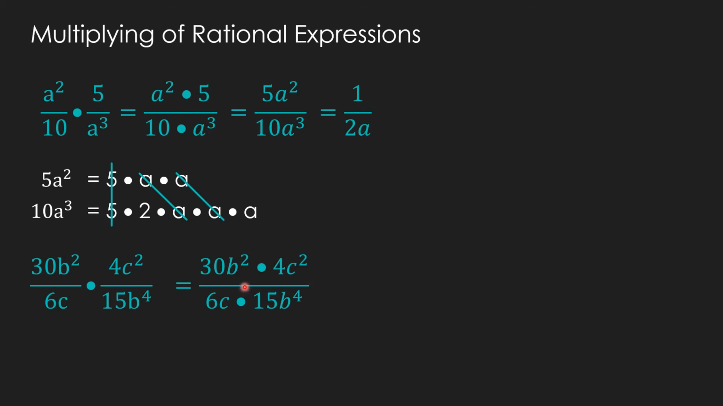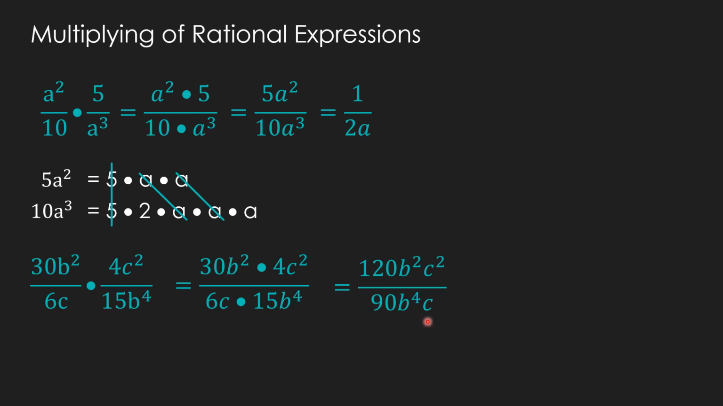Now, again, since we don't know the values of b and c, we will also put them side by side. The numbers we can multiply. So, 30 and 4 we can multiply, and 6 and 15 we can also multiply. So, this will now look like this. 30 times 4 is 120, and this would be b squared, c squared. And then for the denominator, we have 6 times 15 is 90, and b to the 4th, c.